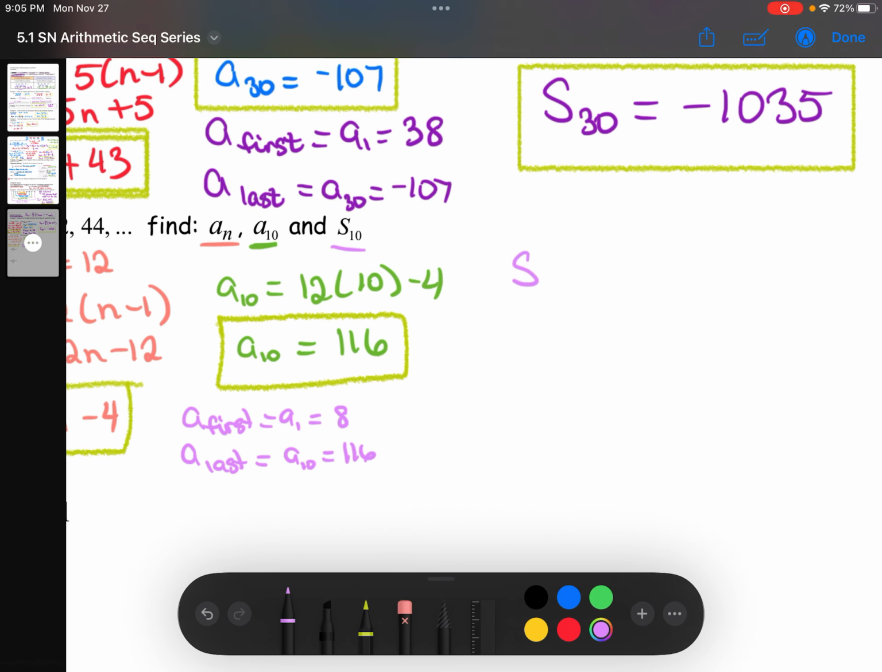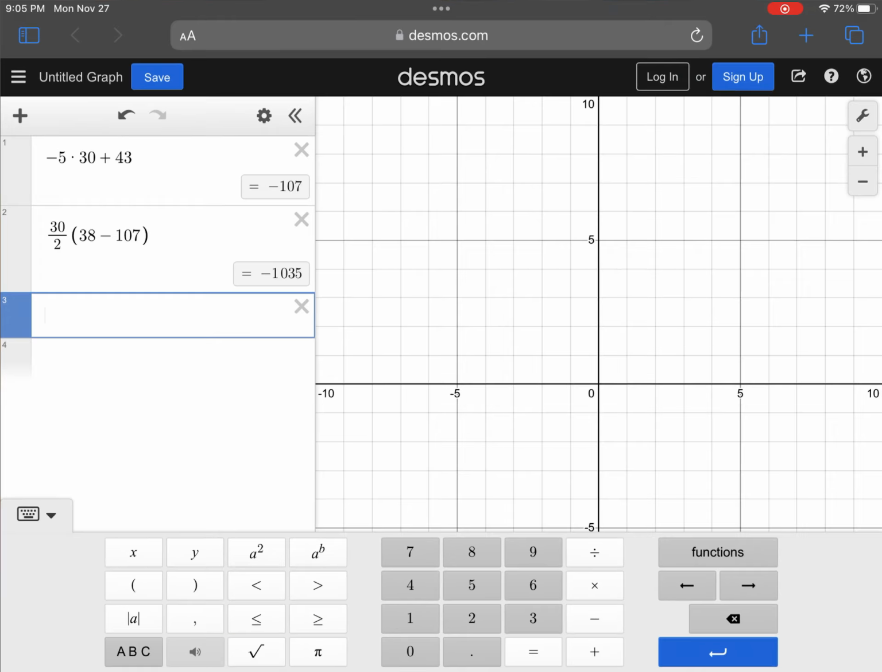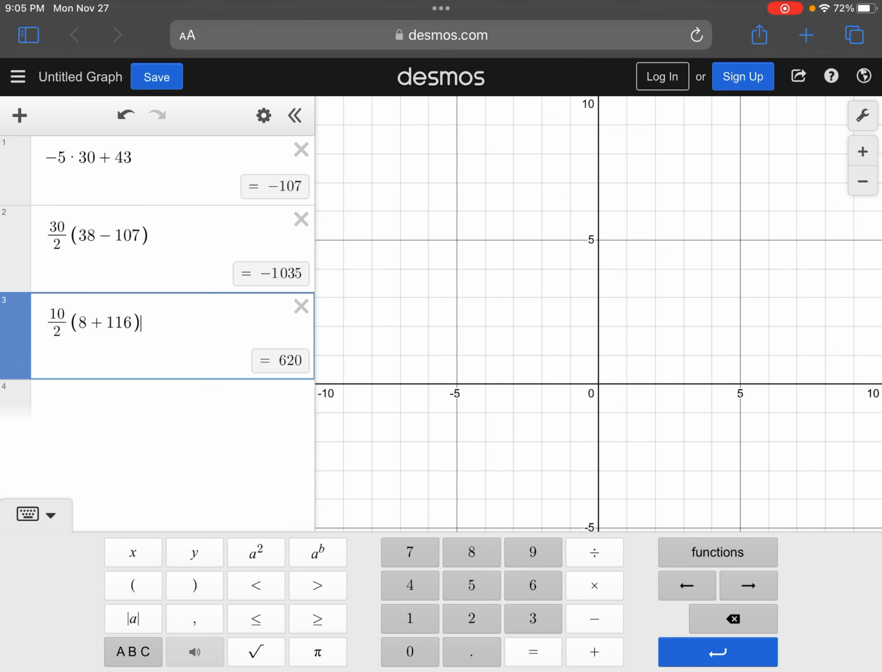So when we go to do the sum of those first 10 terms, use the formula at the top of the page. N is 10, that's how many terms there are, over 2, times a first was 8, plus a last was 116. 10 over 2 times 8 plus 116. And the sum of those 10 terms would be 620.